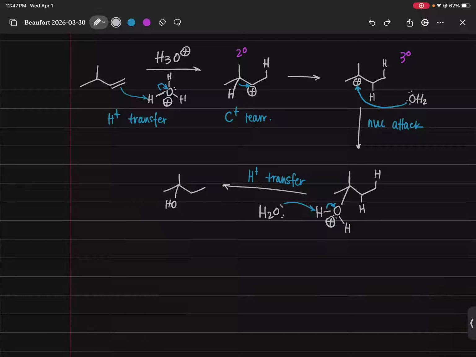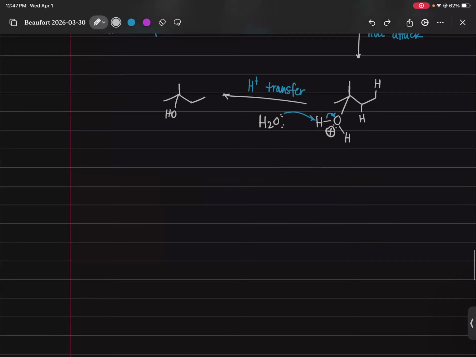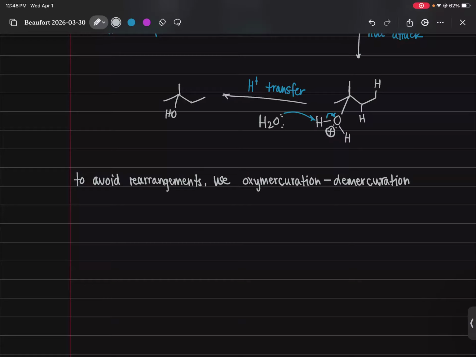Obviously, it would be nice if we didn't have to worry about the carbocation rearrangement, and there is a way to do that. And we're going to use a reaction called oxymercuration demercuration, or just oxymercuration.